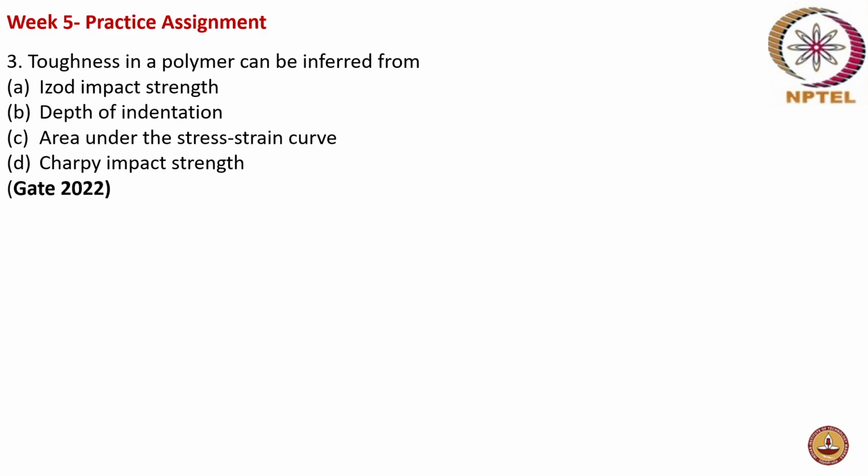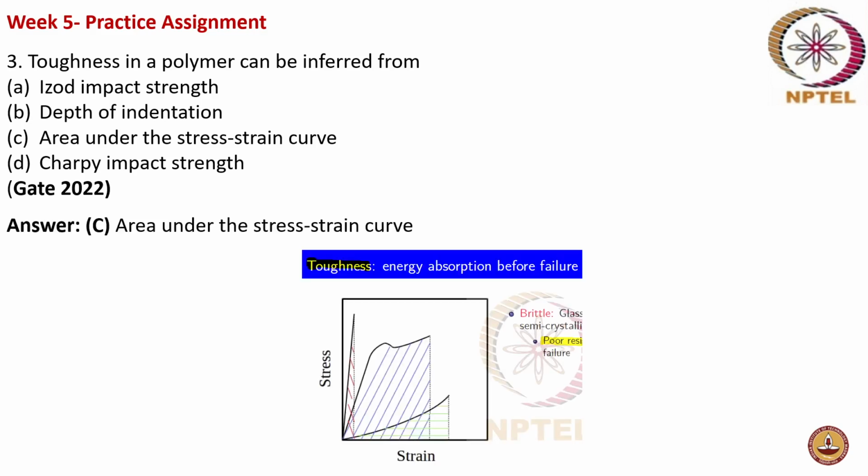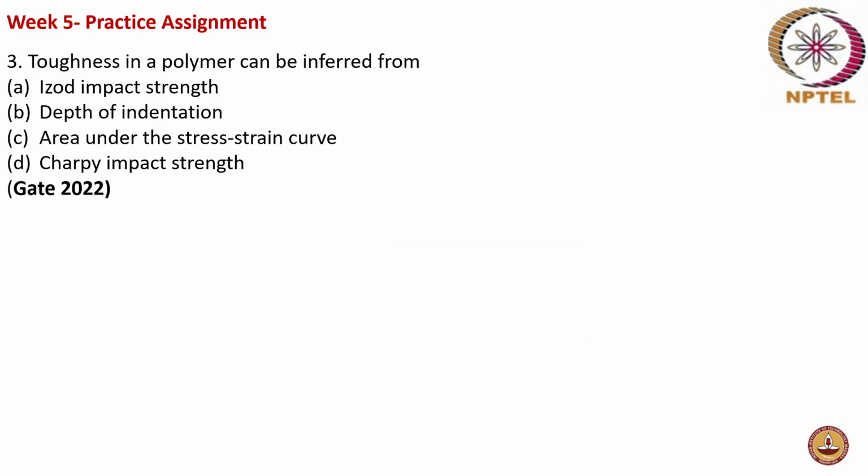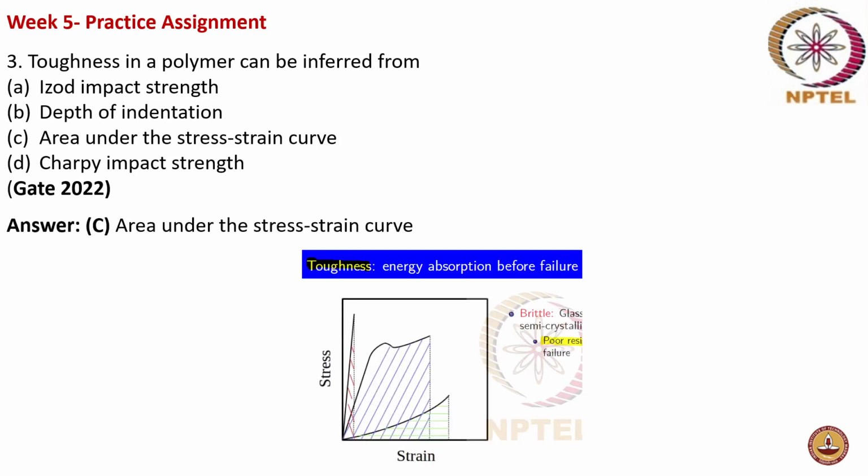How can you determine the toughness of a polymer? My answer is C, area under the stress strain curve, because it's a tensile property. Izod and Charpy are related with the impact strength. Both are impact strength. And depth of indentation is something like HDT or Vicat. It is related with the temperature, so nothing to do with this one. As you said, it is perfect.